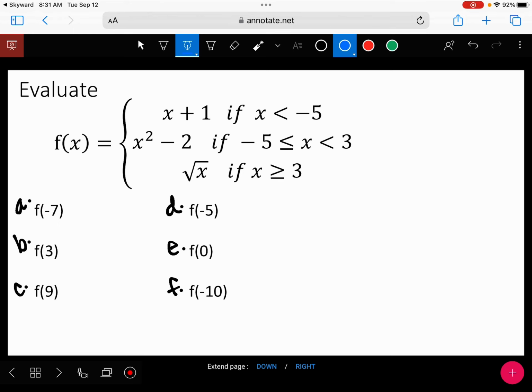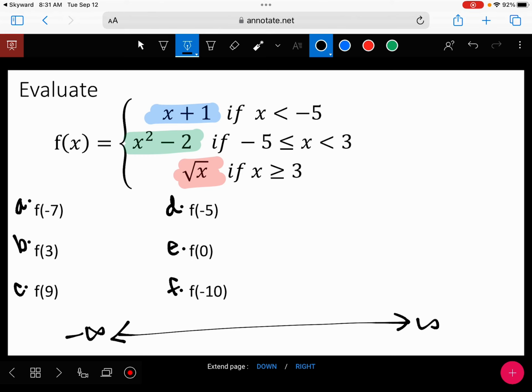So we have our three functions, and we're essentially taking our domain and chopping it up into three. This is my first function. This is my second function. This is my third function. We're going from negative infinity to positive infinity. We're chopping it at negative 5 and 3. So my first function is when x is less than negative 5, we're using x plus 1. When x is between negative 5 and 3, it's x squared minus 2. And when it's greater than or equal to 3, it's the square root of x.